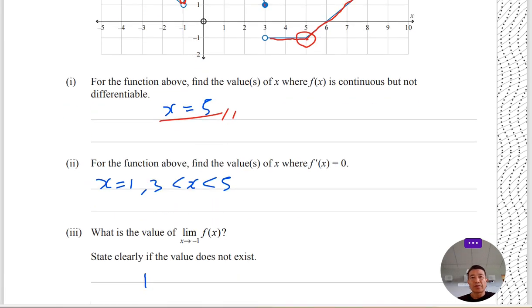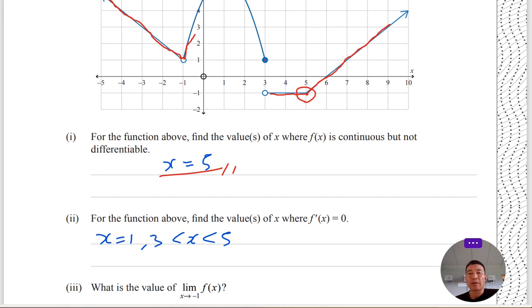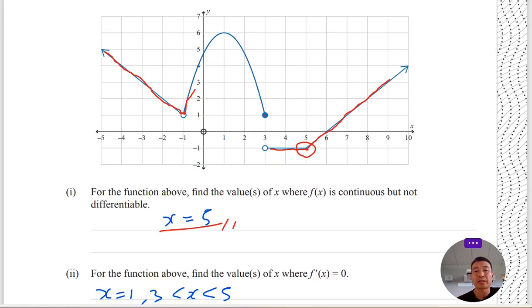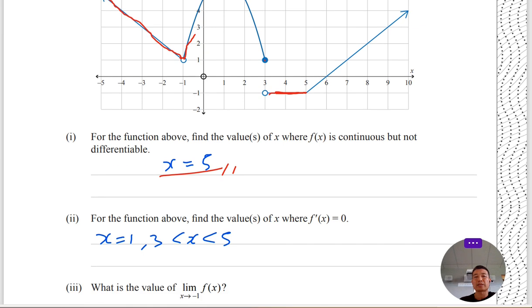Now, question 2. For the function above, find the values of x where f prime x is 0. So that means a turning point, right? Stationary point. So over here, 1, right? When x is 1, the gradient is 0, right? And also that part. So I'm going to show you again. Because this is a horizontal line, the gradient is 0. So in between 3 and 5, when x is between 3 and 5, the gradient is 0, right? So that should be the answer.